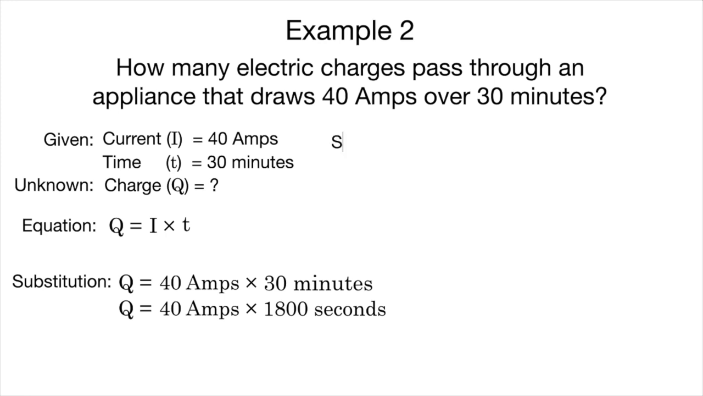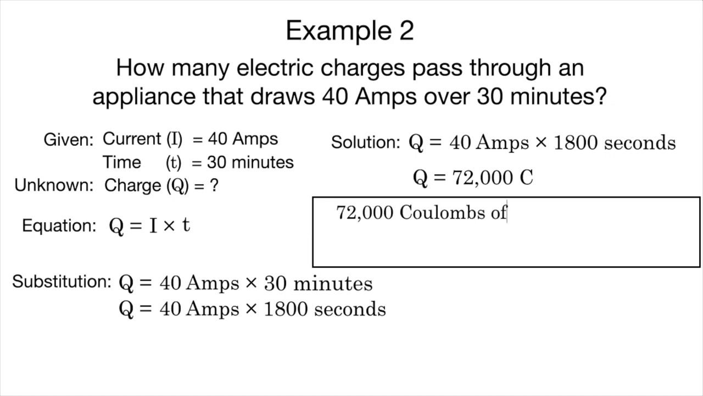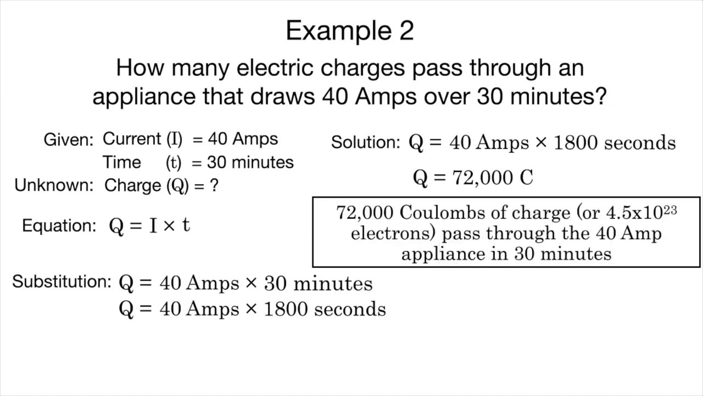Solution: 40 amps times 1800 seconds gives us 72,000 coulombs. Therefore, we can say 72,000 coulombs of charge, or 4.5 times 10 to the 23 electrons, pass through a 40 amp appliance in 30 minutes.